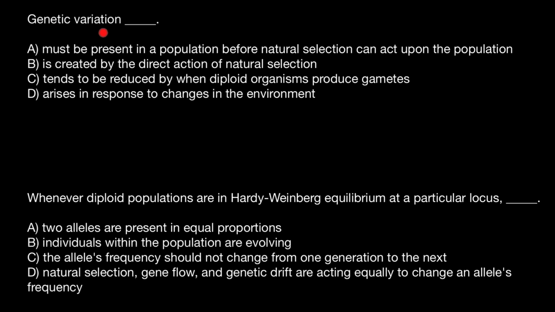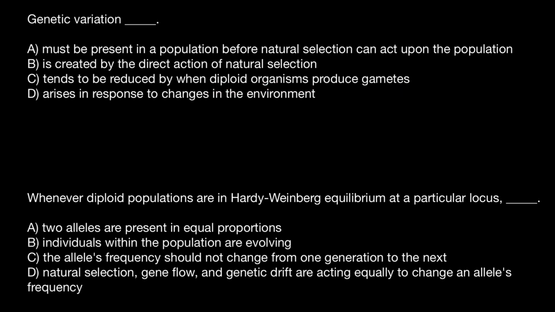Actually, genetic variation arises due to the presence of mutagens, and also our own replication mechanism is not 100% efficient, and during replication, meiosis for example, such mutations can arise spontaneously. So the statement is false. Statement C, genetic variation tends to be reduced when diploid organisms produce gametes.